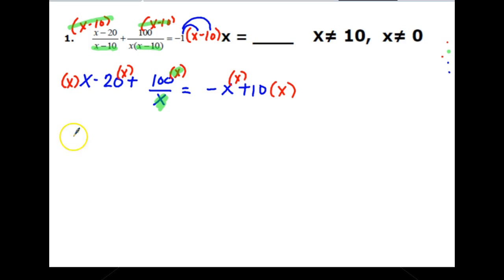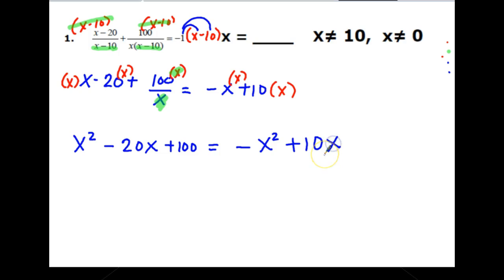So that's going to give me an x squared minus 20x plus 100 equals minus x squared plus 10x. At this point, do you see a quadratic equation? Do you see that x is squared? If x is squared, I have to zero out one of these sides so that I can have it equal to 0 so that I can factor it.